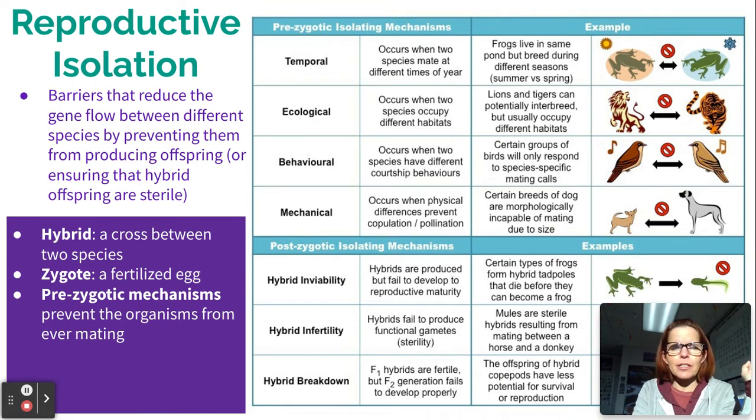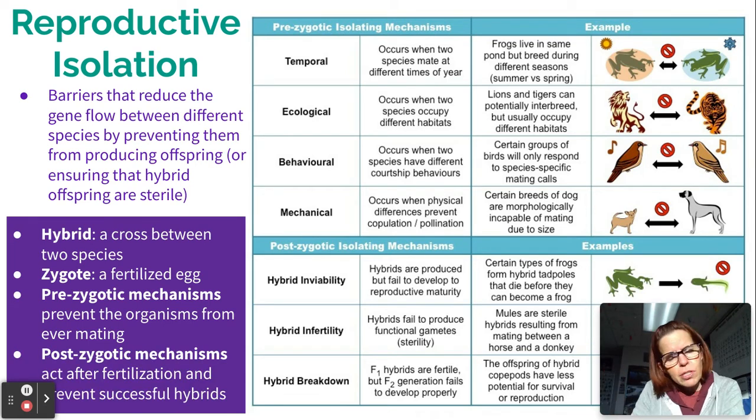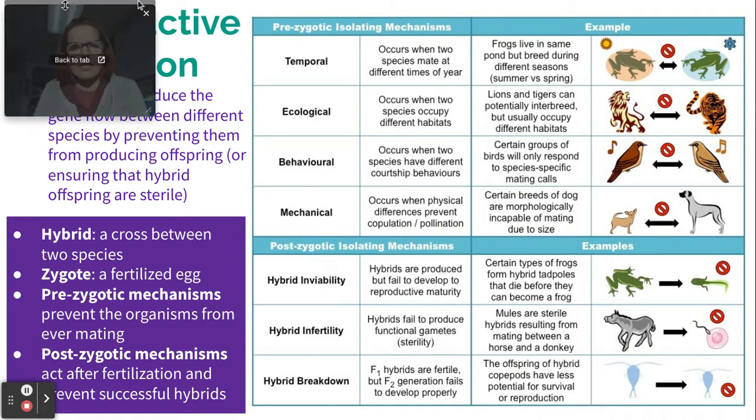Pre-zygotic isolating mechanisms, that's what we're talking about on the top here. That means mechanisms that prevent the organisms from ever mating. So for example, geographical distance. If they're not anywhere near each other, like lions and tigers, lions live in Africa, tigers live in Asia. They never come in contact with each other except in zoos. So they don't mate with each other, but they are capable of mating with each other. But that would be pre-zygotic because the zygote never forms. And then post-zygotic mechanisms are when organisms are capable of mating with one another, but their hybrids don't survive as well. All right, and let me show you some of the examples here, because these are totally things you would need to know.